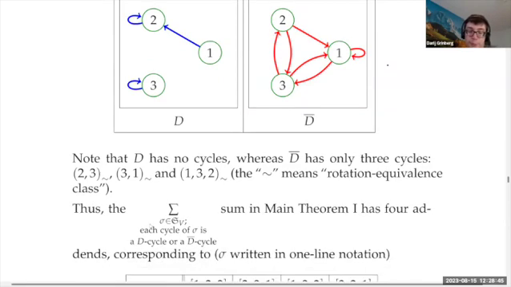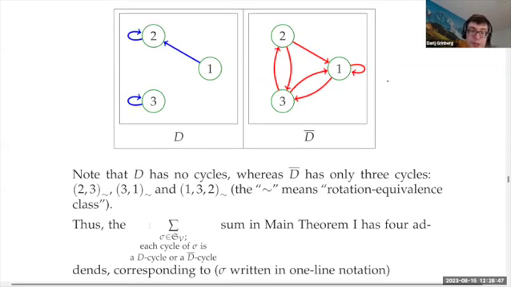Okay, so now let's see which permutations of V. There are 6 permutations in total. Which of them have this peculiar property that every cycle is a D cycle or a D bar cycle? Well, for example, the transposition 1, 2 does not have this property because it has a cycle 1, 2 that is neither a cycle of D nor a cycle of D bar. It has one arc from D and one arc from D bar. This is like the middle ground that we want to avoid. So this transposition will not be part of the sum.